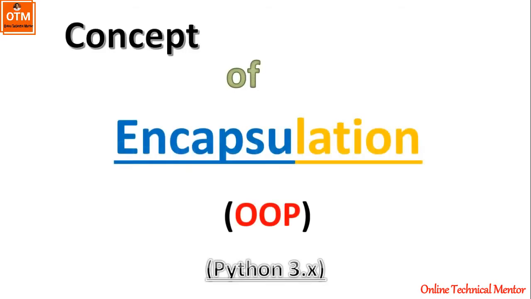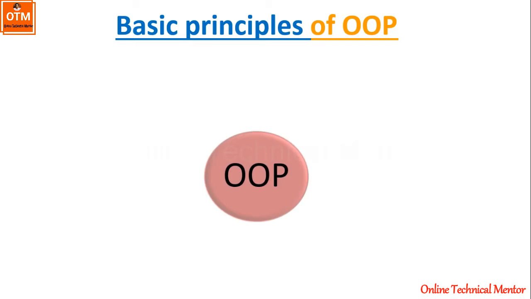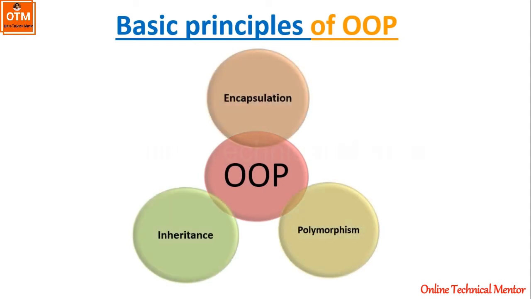In this video tutorial, we will learn about the encapsulation process of the Python programming language. Basic principles of object-oriented language: in Python, the concept of object-oriented programming follows some basic principles. They are encapsulation, polymorphism, and inheritance. Here in this video, we will learn about the encapsulation process only.